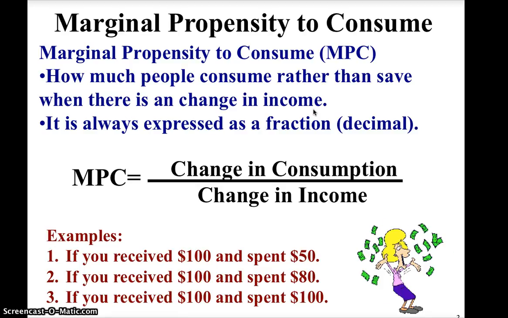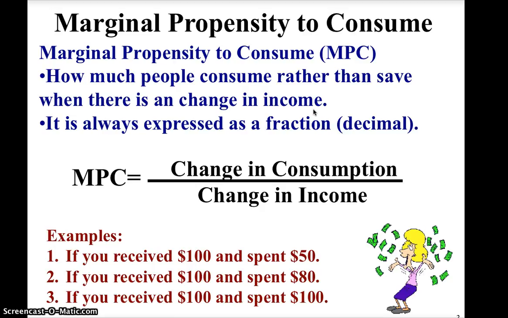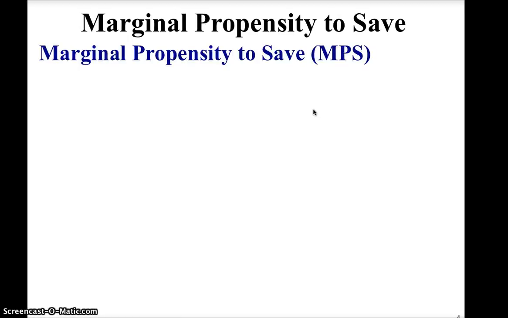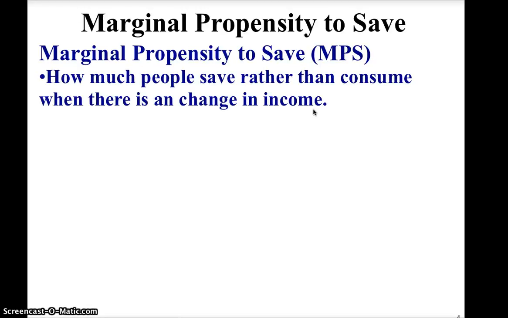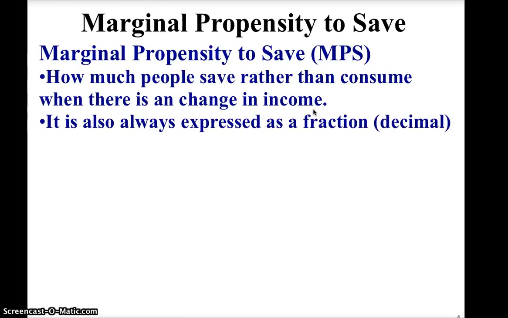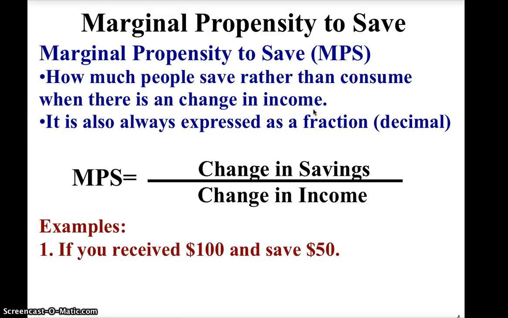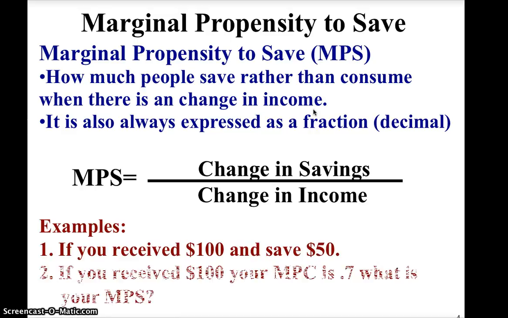Oh, I'm sorry, actually, I misspoke. If you spent 100, your change in income, yeah, it would be 1. So now your marginal propensity to save is going to be obviously the opposite of that. So it's also expressed as a fraction, but this one is your change in savings. So if you received 100 and you saved 50, obviously 0.5.